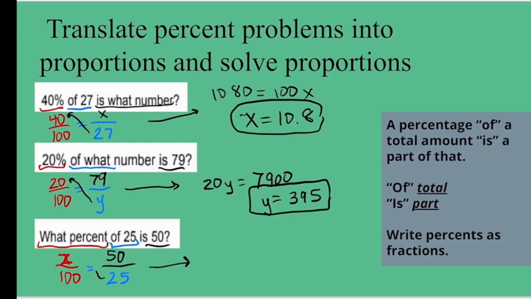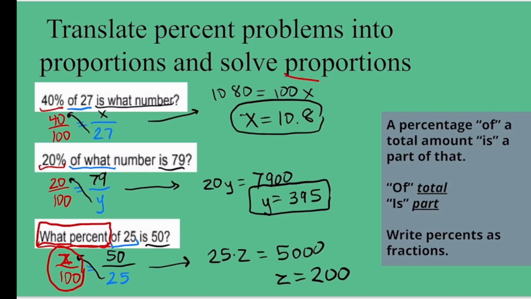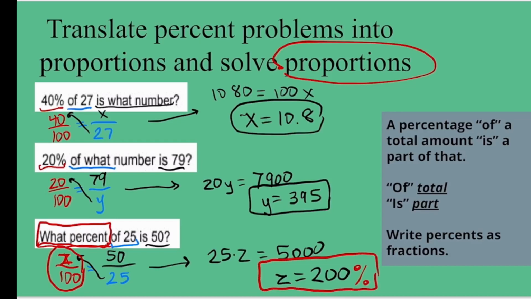And then the third one, same process, 25 times z equals 5,000. And if we divide by 25, we get 200. So, just like before, we're asking for a percent because we are using proportions. Our answer is in percent form. So all we have to do is add that, and we're good.